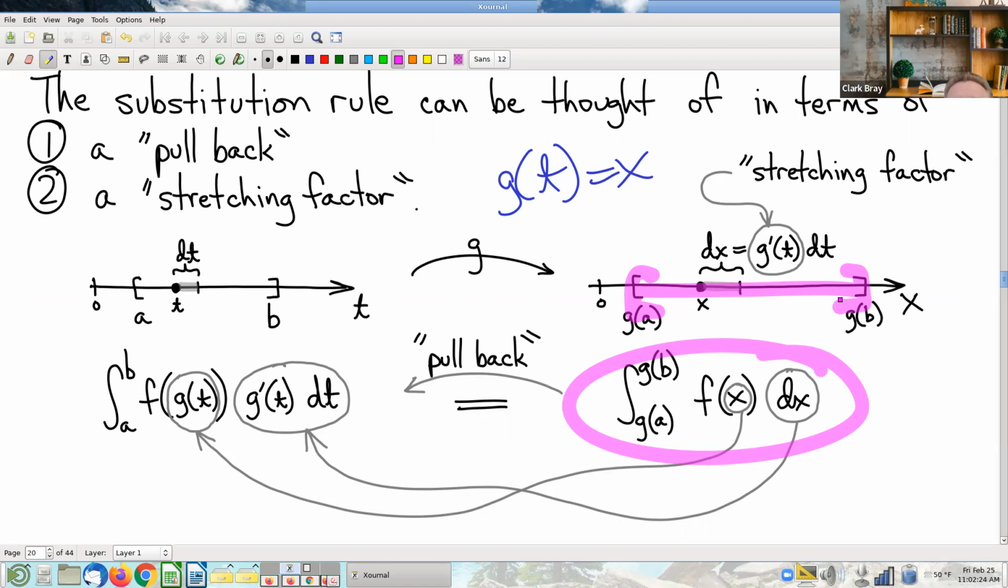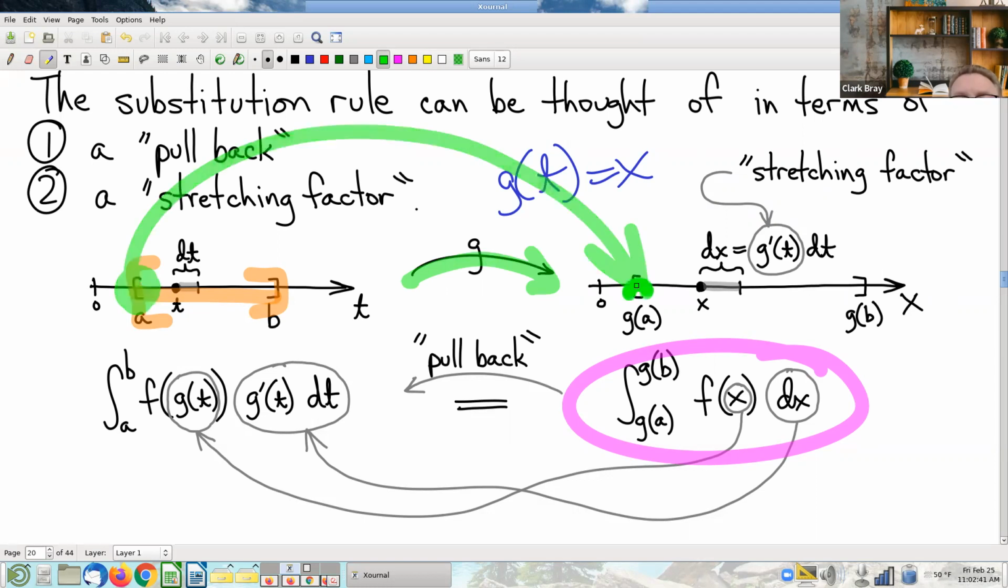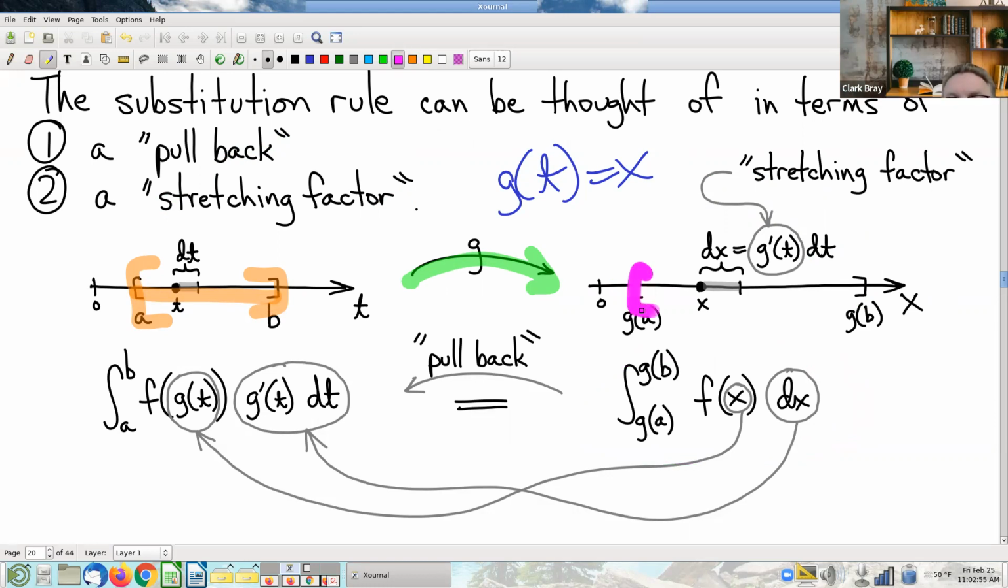The idea is to say, well, there will be some corresponding interval over here on the t-axis where this function g sends the left endpoint of that over to here and the right endpoint over to this right endpoint. So in other words, there will be an interval on the left whose image is the interval over here on the right. All right, so let's figure out what that orange interval is. You just kind of have to solve for t.